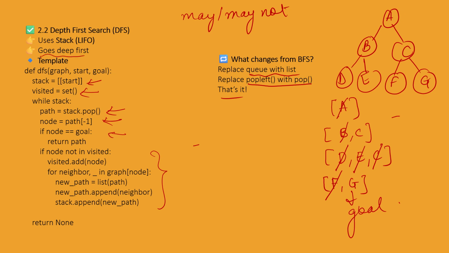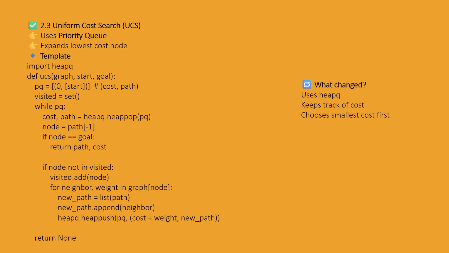Next, let's see UCS, Uniform Cost Search. Uses priority queue and it expands the lowest cost node. Now, if we see the full form Uniform Cost Search, this guarantees the lowest cost path.